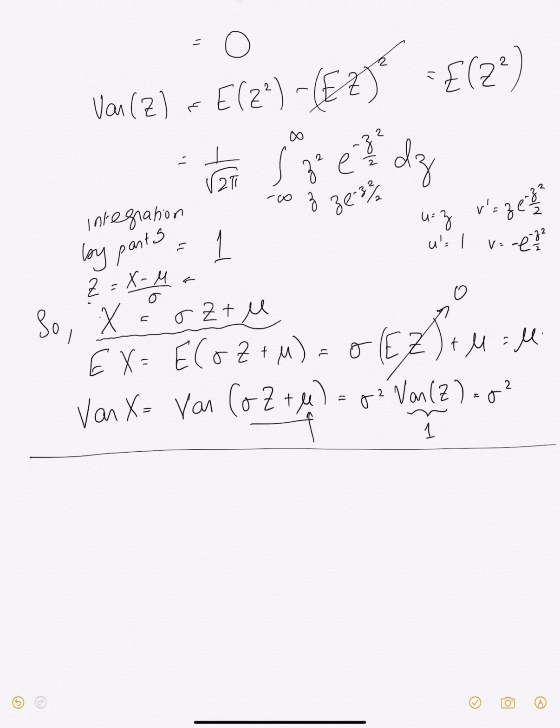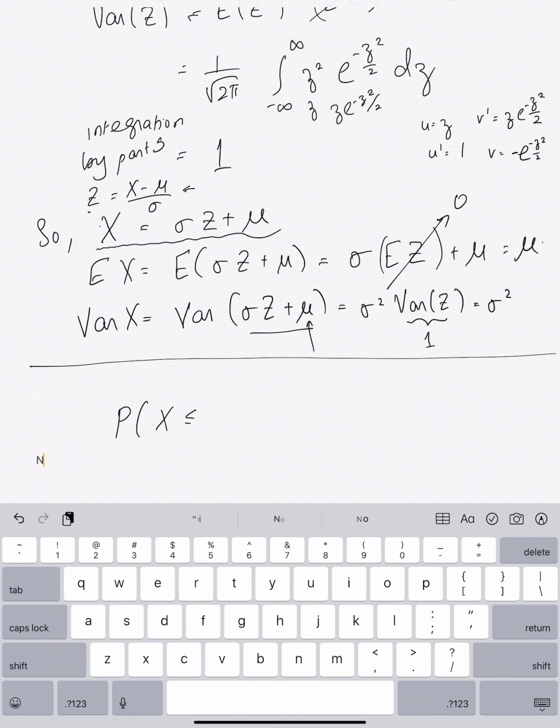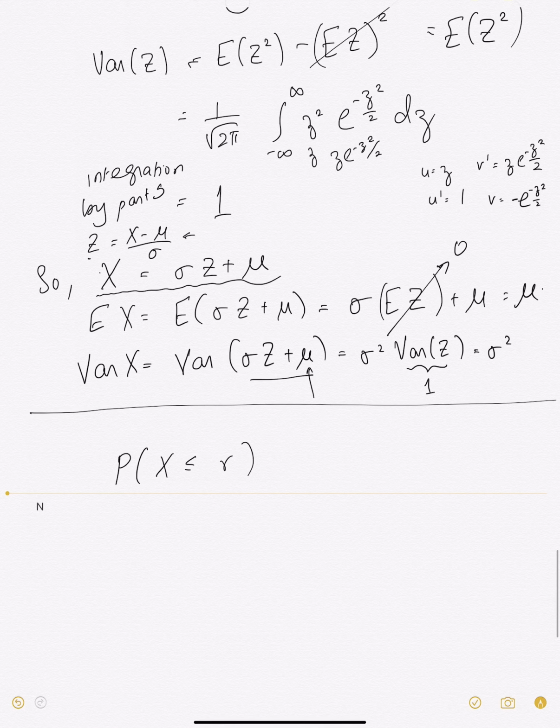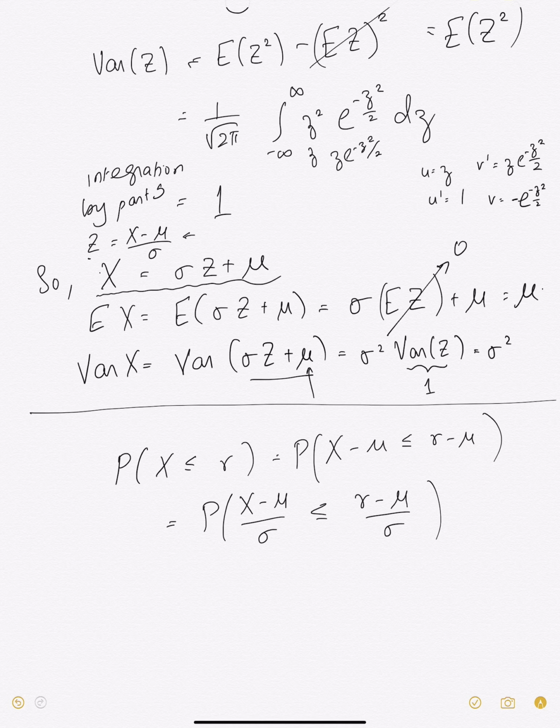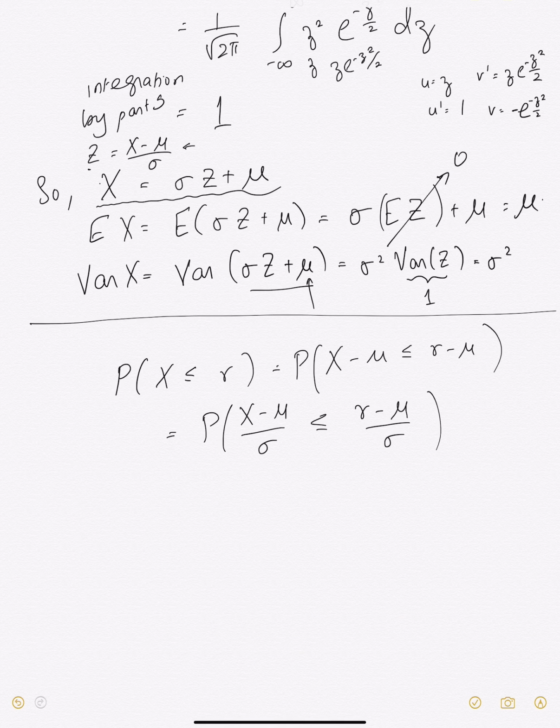So here's what I mean. For example, suppose you're looking for the probability X is less than or equal to r. Then you look at the probability X minus mu is less than or equal to r minus mu. And that will be the probability (X minus mu) over sigma is less than or equal to (r minus mu) over sigma. But what do you know? This random variable is actually the normal 0, 1 random variable, as we just saw above. So this probability is the same as this probability.